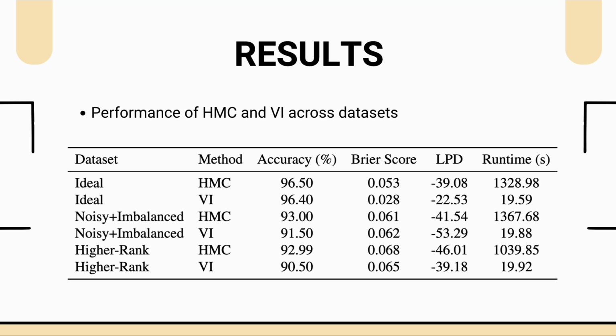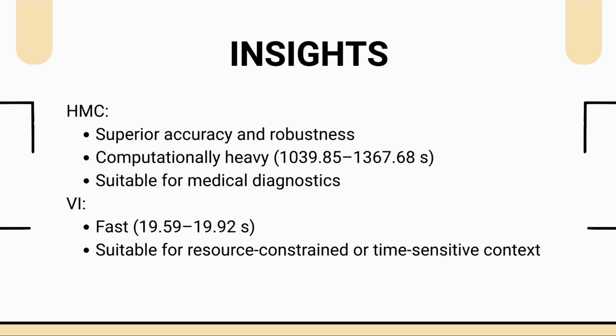However, HMC took around 1,368 seconds. For the higher-rank dataset, where the model's rank is misspecified, HMC achieved 92.99% accuracy versus VI's 90.5%. However, VI has a better bias score and LPD, with a runtime of around 20 seconds compared to HMC's 1,040 seconds. These results show that HMC offers superior accuracy and robustness, especially in tough scenarios, but it is computationally heavy.